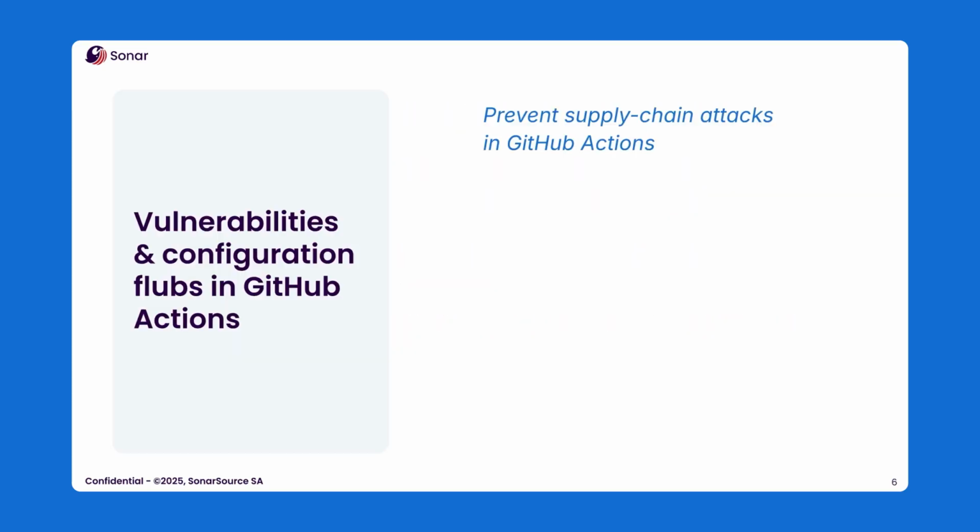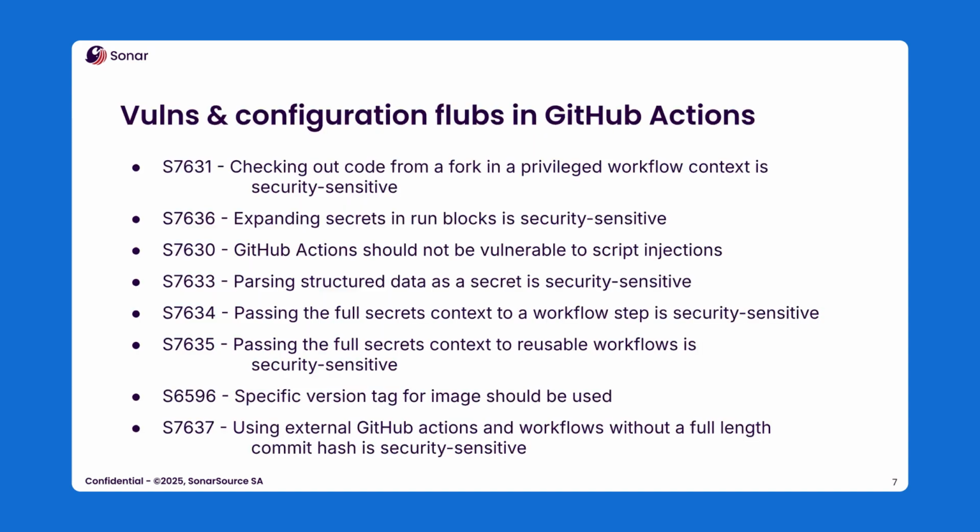Now, moving on to GitHub Actions, we're adding brand new rules for GitHub Actions to help you detect vulnerabilities and configuration flubs and prevent supply chain attacks. So here are the 8 new rules we've added for GitHub Actions. I suspect more will be coming, but I can't promise anything.